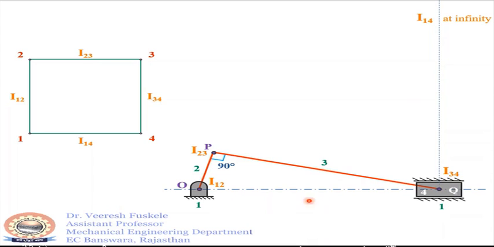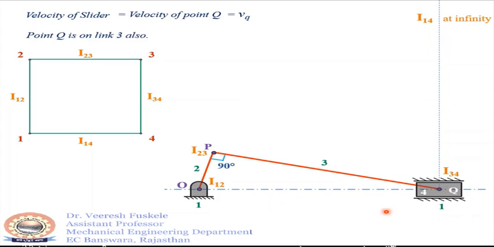So we have to find out the velocity of the slider, which is actually the velocity of point Q, as the point Q is on the slider. Now this point Q is also on the link 3. So if we get the velocity of link 3, then we will be able to find out the velocity of the slider or the point Q.